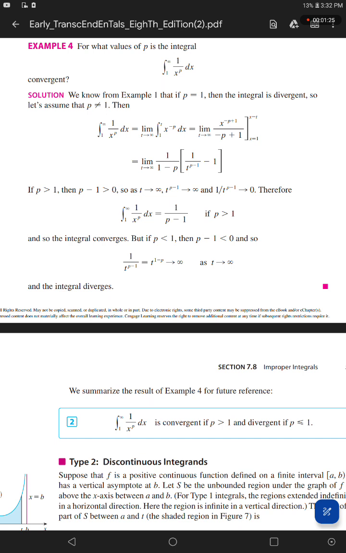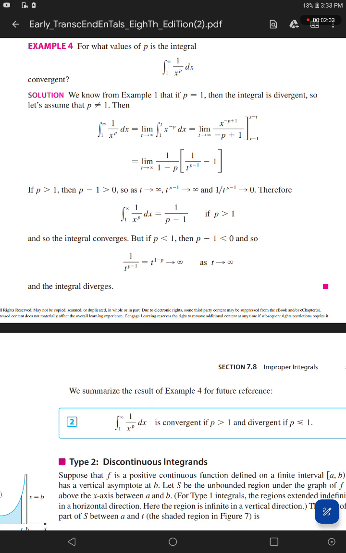If p is greater than 1, then p minus 1 is greater than 0. So as t approaches infinity, t to the power p minus 1 approaches infinity, and 1 over t to the power p minus 1 approaches 0. Therefore, the integral from 1 to infinity of 1 over x to the power p dx equals 1 over p minus 1 if p is greater than 1. And so the integral converges.